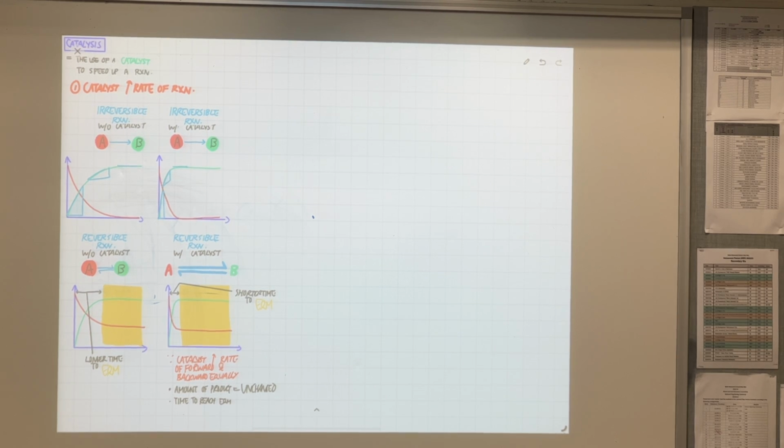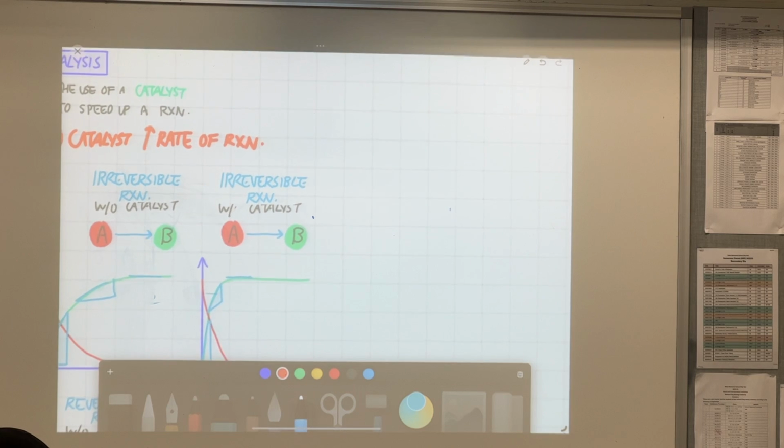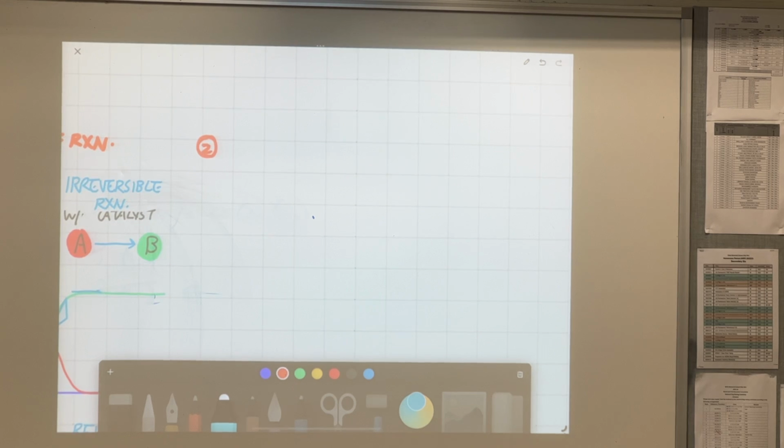The second term: provides an alternative pathway with a lower activation energy. So for your second bullet point there, can you help me draw two graphs? One is the Maxwell-Boltzmann distribution. The other, what are the axes labeled in? What about energy profile?